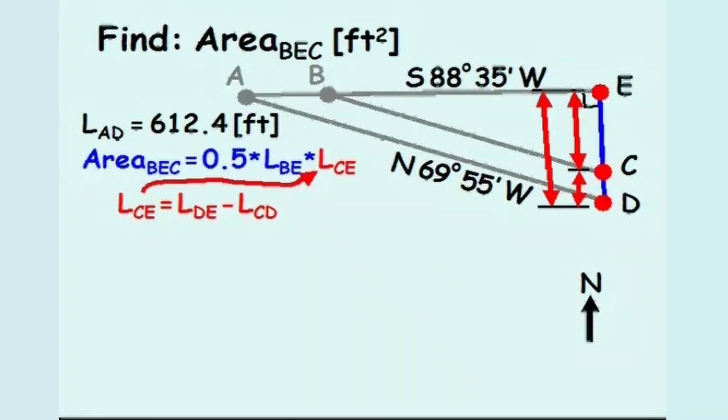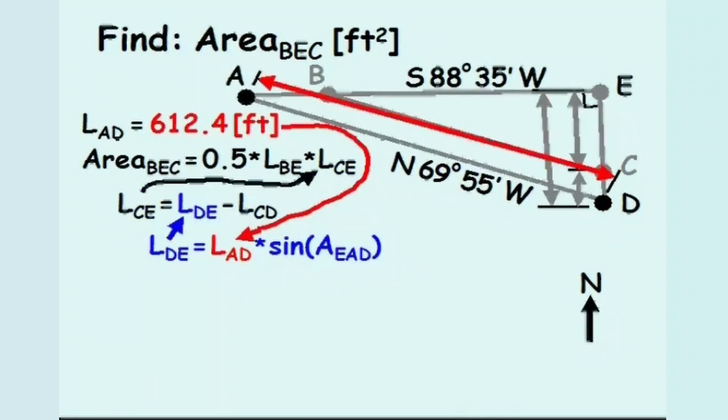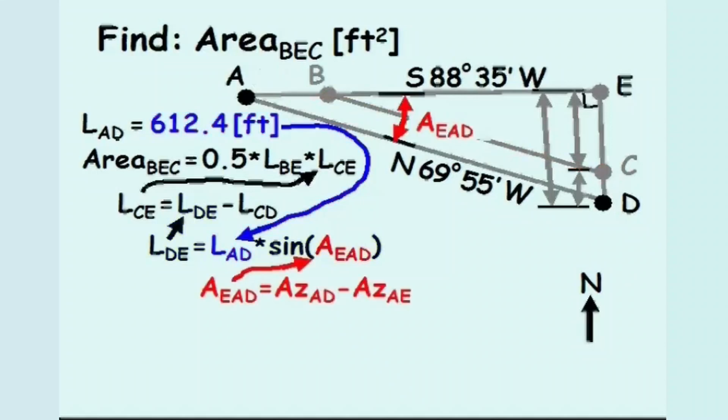line segment CD. The length of line segment DE equals the length of line segment AD times the sine of angle EAD. In this equation, the length of line segment AD is given as 612.4 feet, and angle EAD equals the azimuth of course AD minus the azimuth of course AE.